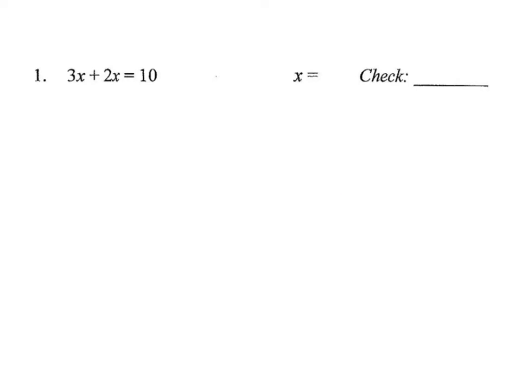Problem number 1. I have 3x plus 2x on the left is equal to 10. Well, the first thing I'm going to do is look on the left-hand side where I have 3x plus 2x. So how many total x's do I have? Well, that's easy. I have 5x equals 10. So what I know is in between 5 and the x is a little multiplication sign. So 5 times what, meaning the value of x, is equal to 10? Well, x must be equal to 2.